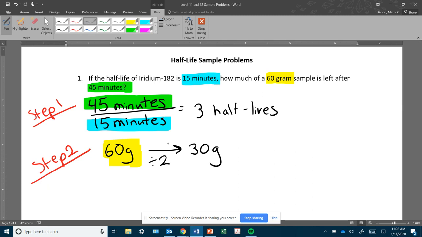I'm going to label this 1 to represent the first half-life. This is how much is left of our substance after 1 half-life, in this case, 15 minutes. The problem is there's a total of 3 half-lives in the 45 minutes that passed. So I'm going to do this again 2 more times.